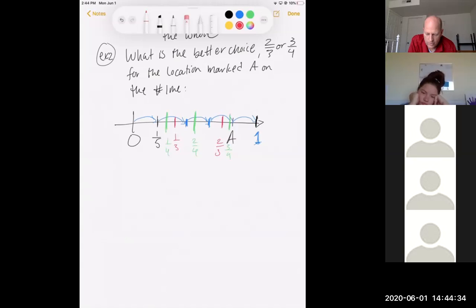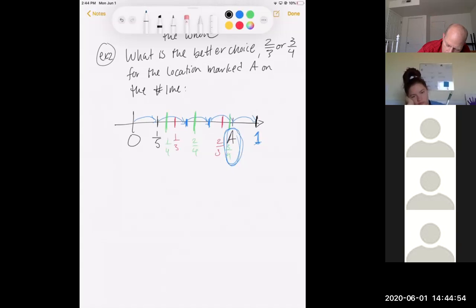Okay, so now once I plot those down, according to the number line and according to what we said here, we can see that 3/4 is closer. Okay? So A would be closer to 3/4, or its location would be 3/4 if it was exact. All right.